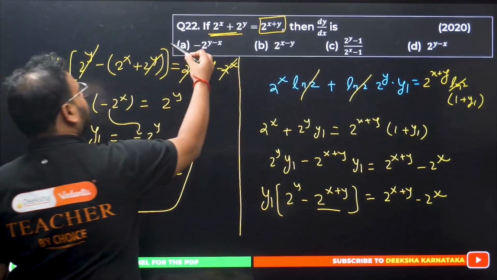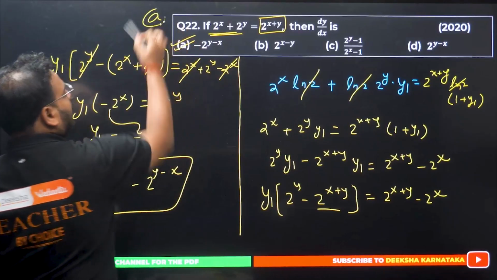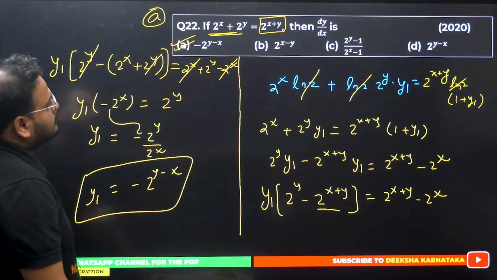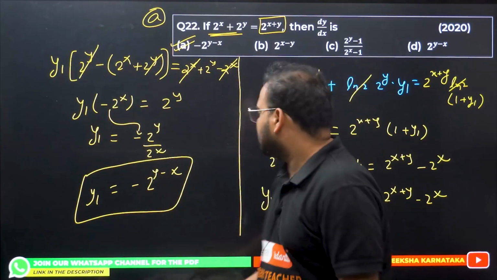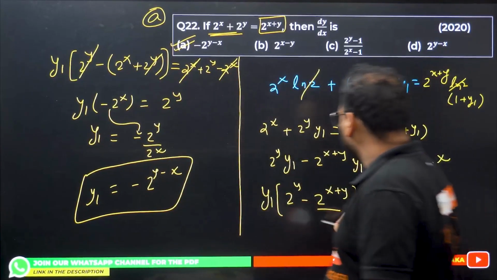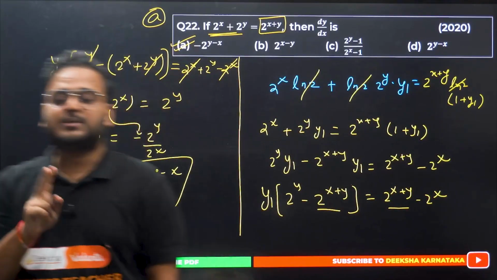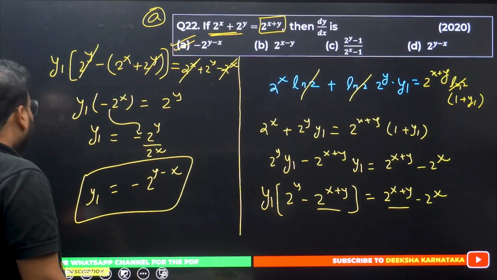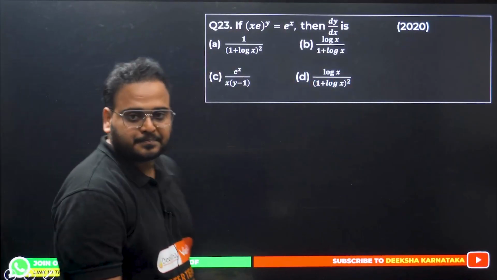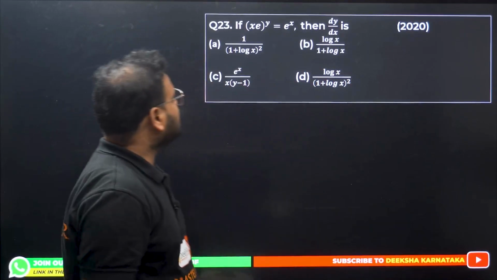Option A is correct. Alright, option A is correct. That's why I said interesting question, because we are using this once again. 2 power x plus y, both the places. We have to substitute once again. 22 is done. Question number 23. 22 was easy. This one is even easier.